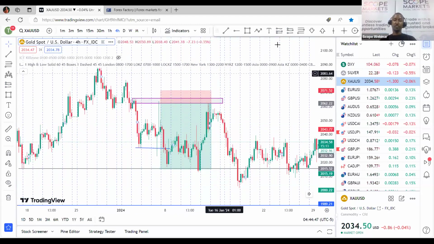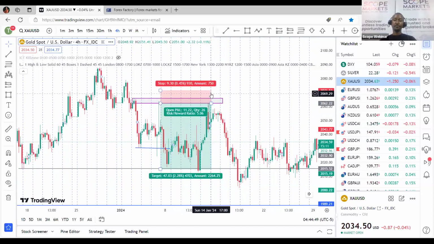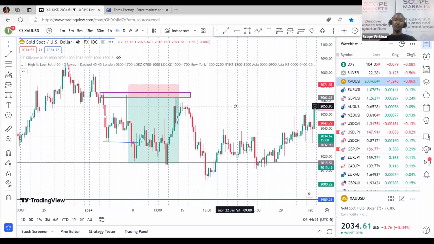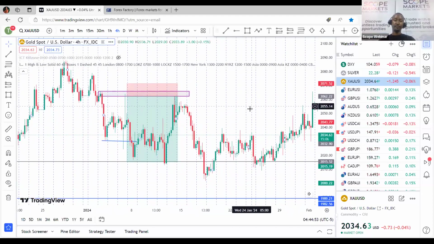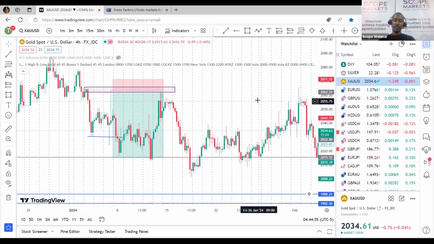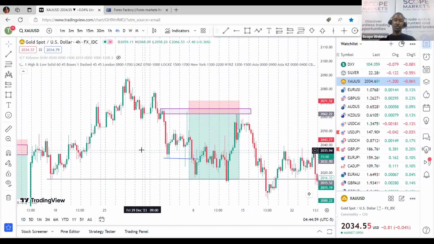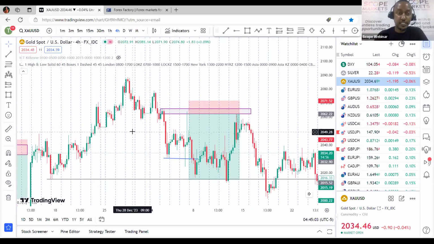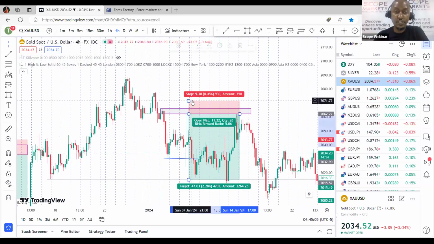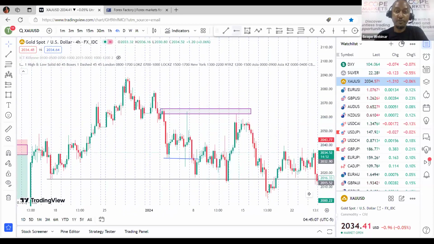So again, if we look very well, let's look very keenly. Let me delete this. You find that at this particular level, we have another bearish engulfing. Okay, we have another bearish engulfing. So these are bearish engulfing.